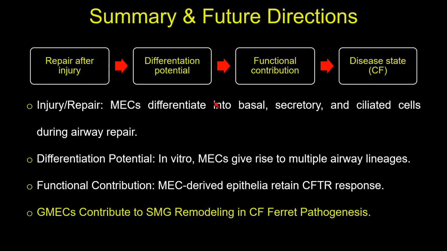In summary, we found myoepithelial cells differentiate into basal cells, secretory cells, and ciliated cells during airway repair. In vitro, myoepithelial lineage cells can give rise to multiple airway epithelial cells that retain CFTR response. In contrast, CF glandular myoepithelial cells contribute to submucosal gland remodeling.